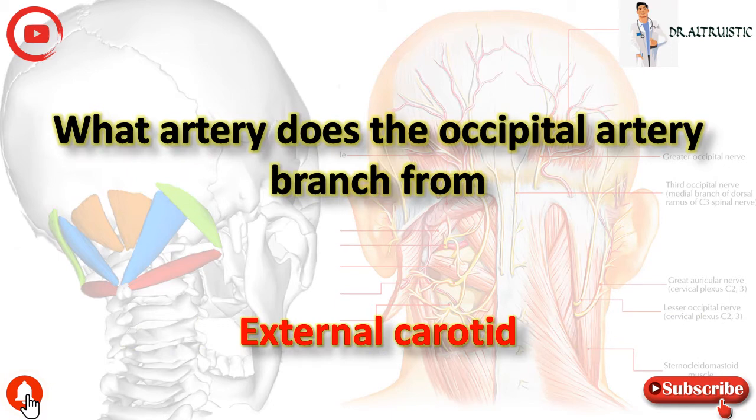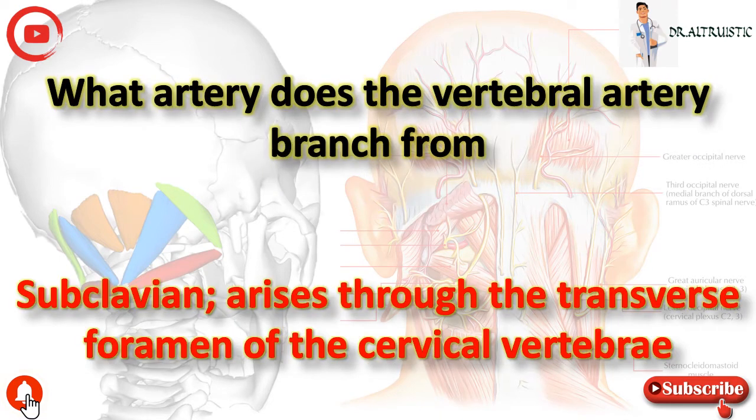What artery does the occipital artery branch from? External carotid. What artery does the vertebral artery branch from? Subclavian. It ascends through the transverse foramen of the cervical vertebrae.